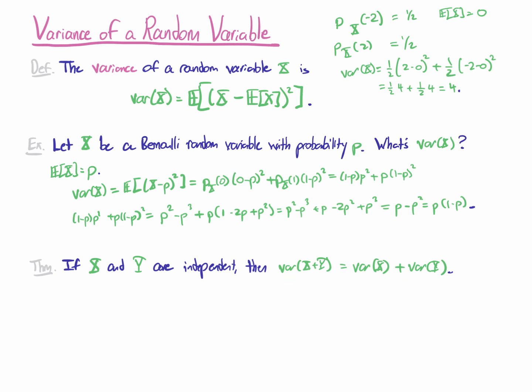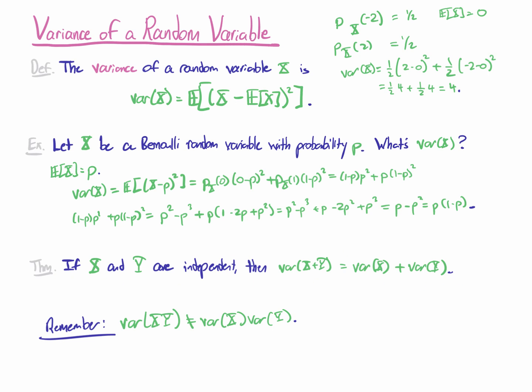Another thing that's also important to keep in mind is that this only works for addition. It's almost never the case that variances multiply, even when the random variables are independent. So please keep that in mind as well. This theorem applies to addition, but not multiplication.